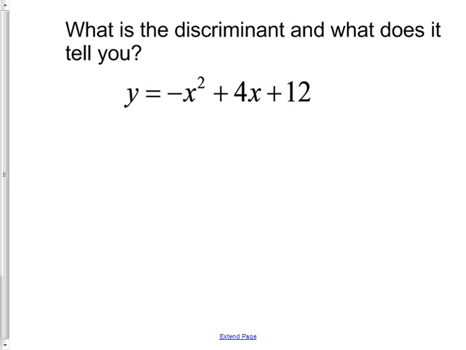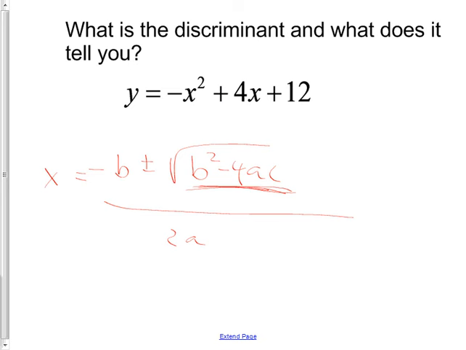Okay, next thing. What is the discriminant and what does it tell you? It's b squared minus 4ac. And b squared minus 4ac is found in that big long formula, x equals negative b plus or minus square root b squared minus 4ac, all over 2a. Notice right there, that part's the discriminant. And if that part's positive, it's all good and you're going to get two answers.